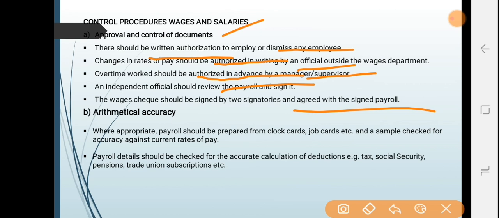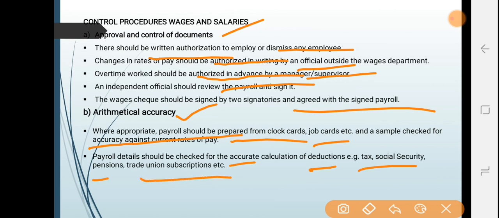Then we have arithmetical accuracy. So arithmetical accuracy, where appropriate, payroll should be prepared from clock cards, job cards, etc., and a sample check for accuracy against the current rate of pay has to be done. Okay, then the next one is payroll details should be checked for accurate calculations of deductions. Example, tax, social security, pensions, trade union subscriptions, etc.